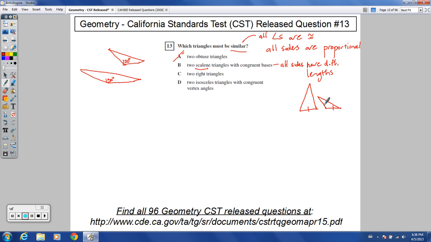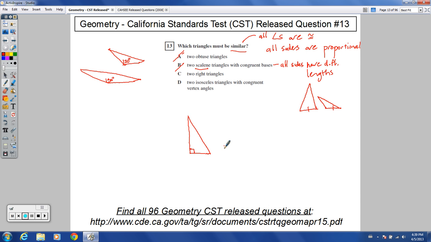This could be scalene where these three are all different measurements, these three are all different measurements, but they're not proportional, the angles aren't all the same, they're not matching up. So not choice B. Two right triangles. I think that one's clearly going to be wrong, but let's check out a picture to see why.